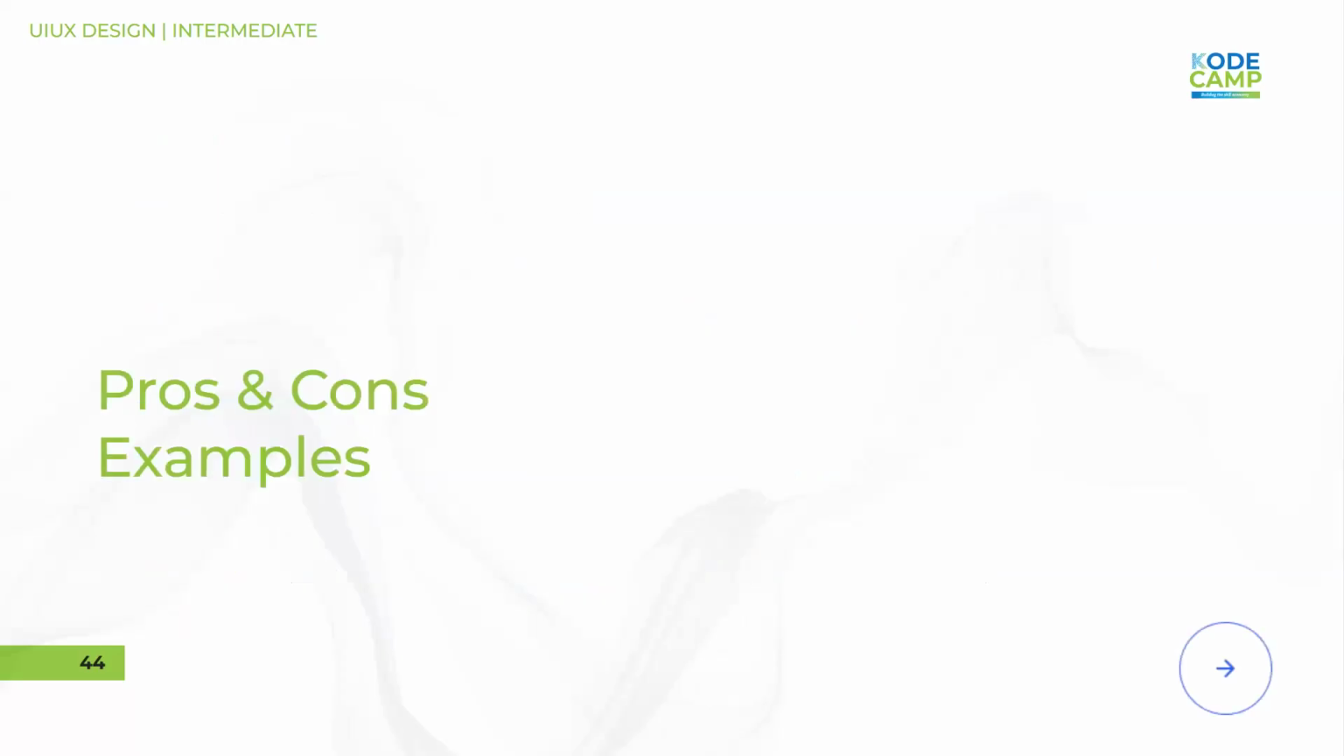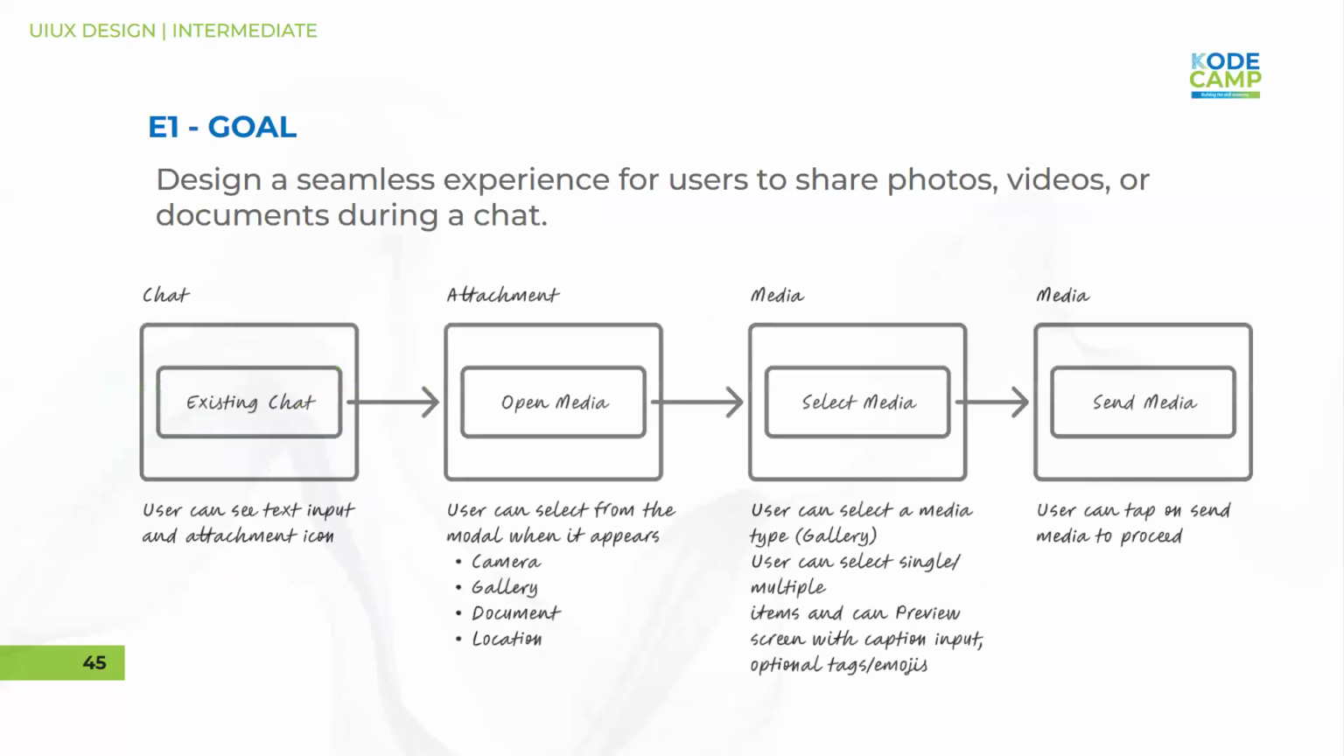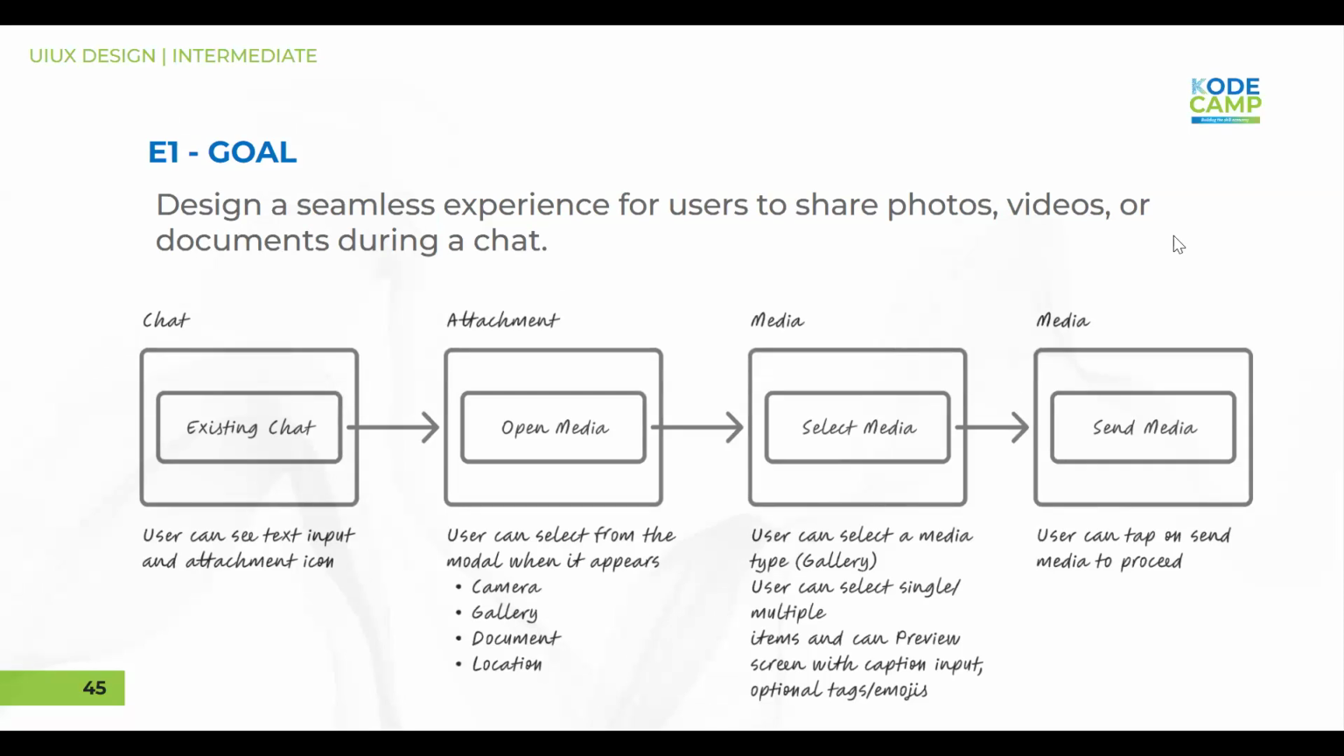So let's look at our cons and pros examples. Goal number 1: design a seamless experience for users to share photos, videos, or documents during a chat. So this is our flow. There's an existing chat, and a user clicks on the existing chat. On the existing chat, the user can see text input and an attachment icon.